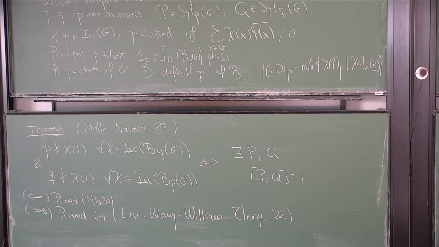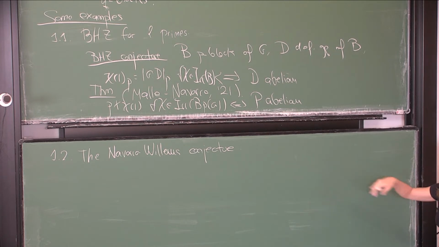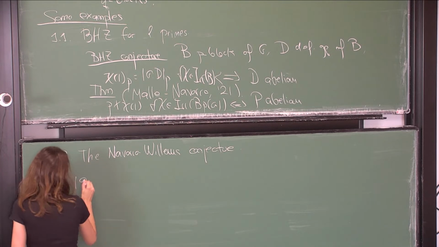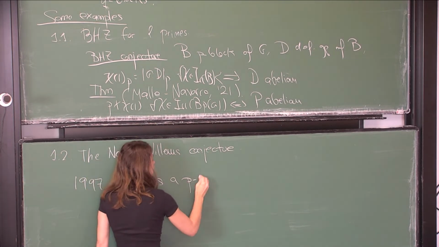Now, the second example that I want to mention is the Navarro-Willems conjecture. I started with Brauer's height zero because I thought that it was a nice thing to do after Mandy's talk, but actually this is, in my opinion, the first one in the literature, this Navarro-Willems conjecture. They published a paper in 1997, and it's called "When is a p-block a q-block?"